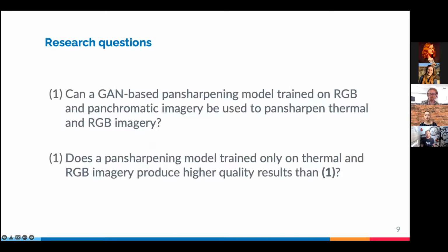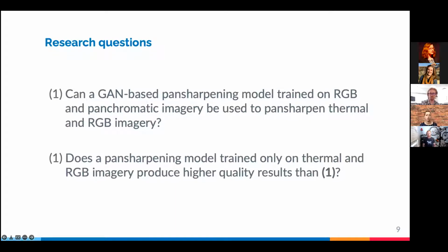So in the last few years, several papers have been published that focus on pan-sharpening with GANs. And although GANs require a large amount of training data and can be time consuming to train, both of which I'll talk about later, they have been shown to generate more realistic pan-sharpened images and are less prone to overfitting than traditional approaches.